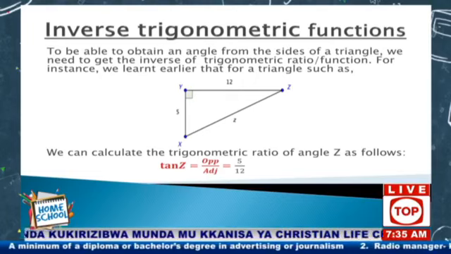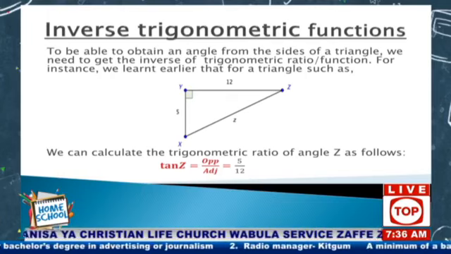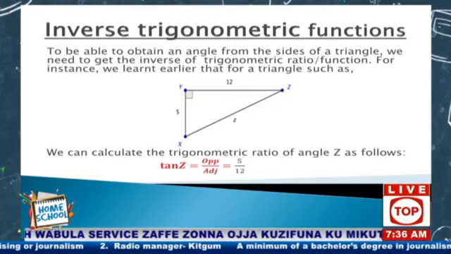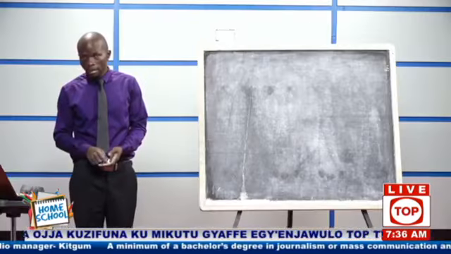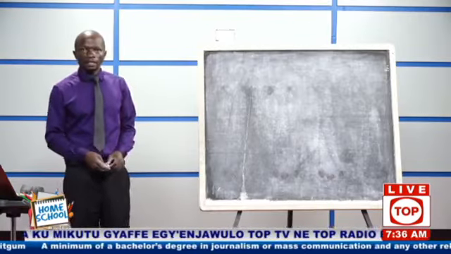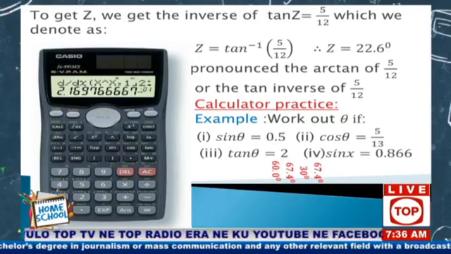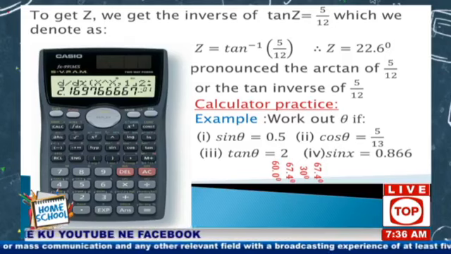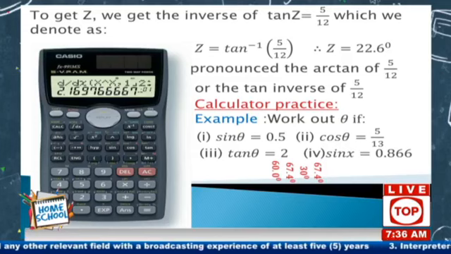And that's what we are talking about, the inverse trigonometric function. So let's go to the next slide. That's what I was saying, that to get your Z, we get the inverse of tan Z, which we denote as tan power negative 1. Now, you write tan, you can pronounce it as tan power negative 1, brackets 5/12, and then you'll be able to get the Z.